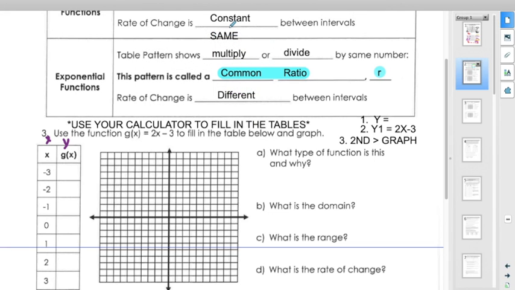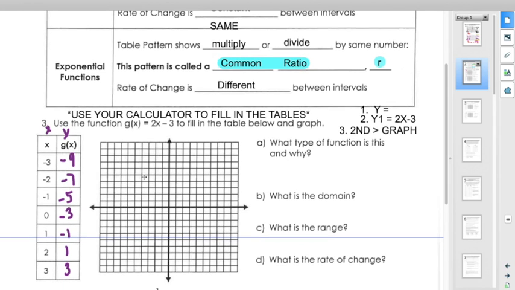And you should get a nice table of values that you can fill in starting at x equals negative 3. So you should see that at x of negative 3, we have negative 9. Negative 2, we have negative 7. Negative 5. Negative 3. Negative 1. Positive 1. Positive 3. Right? Fill in the table below and graph. Okay, we filled in the table.